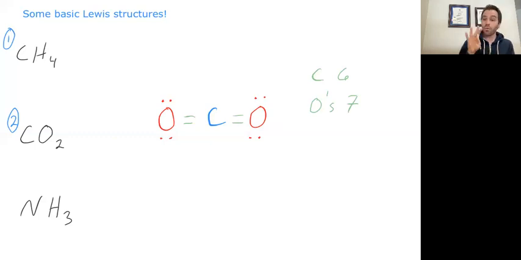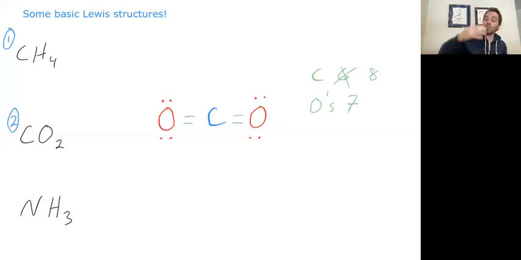Now the carbon has 4 bonds around it. It has 2 double bonds, which is a total of 4 bonds. Each bond is 2 electrons. So 4 times 2 is 8. So now carbon doesn't have 6 anymore. Now it has 8.